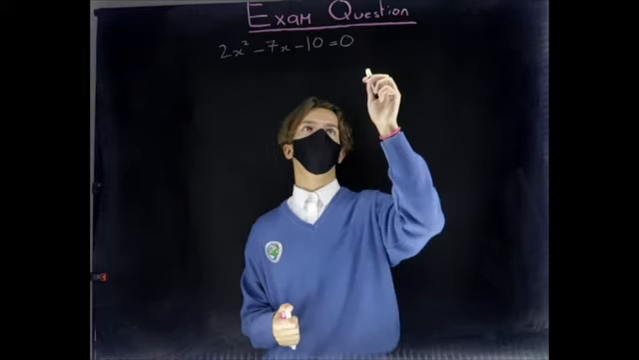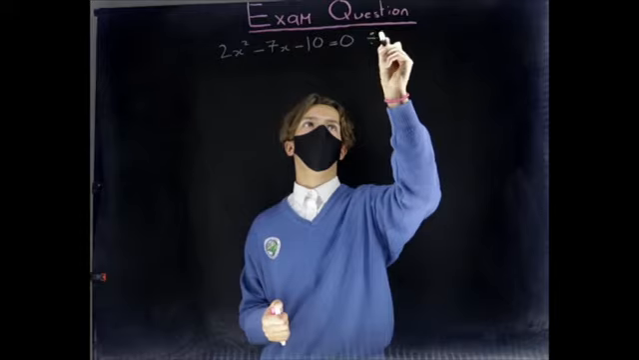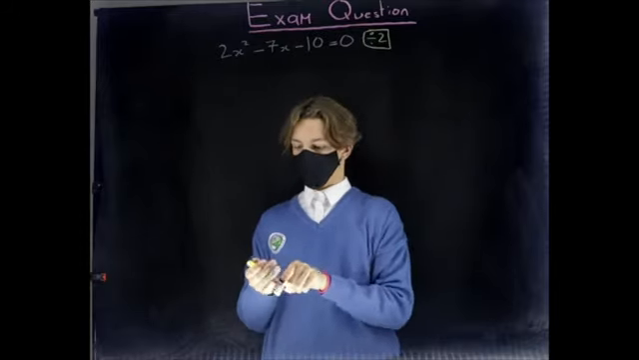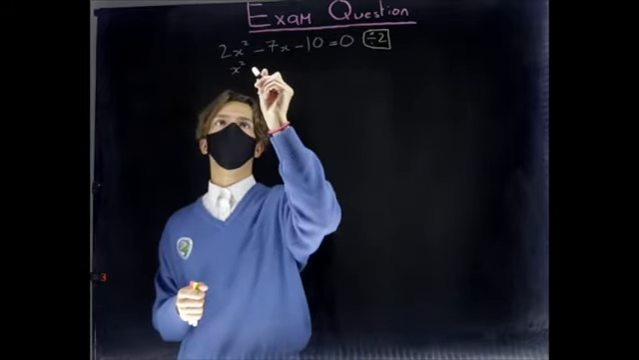Now we are going to look at an exam question example in which we have to complete the square. We are given the equation 2x² - 7x - 10 = 0. The first step in completing the square is to divide by 2, which is the x² coefficient. That leaves us with x² - 7/2 x - 5 = 0.